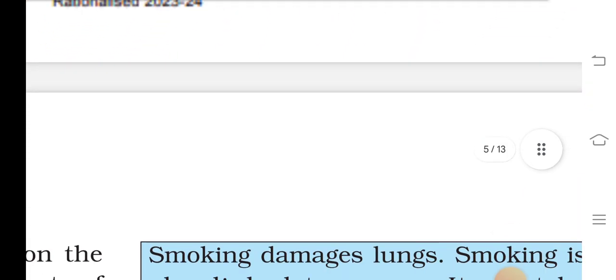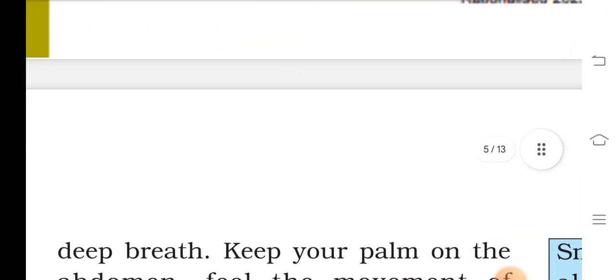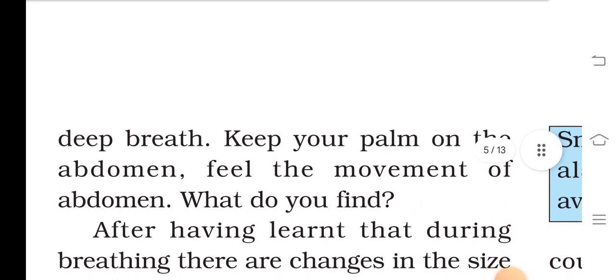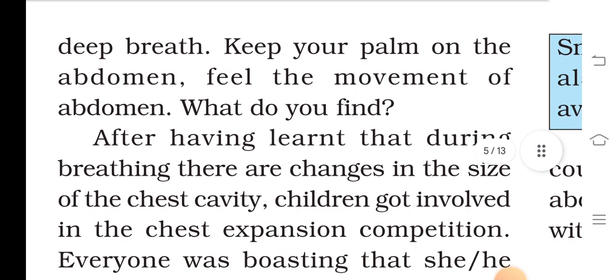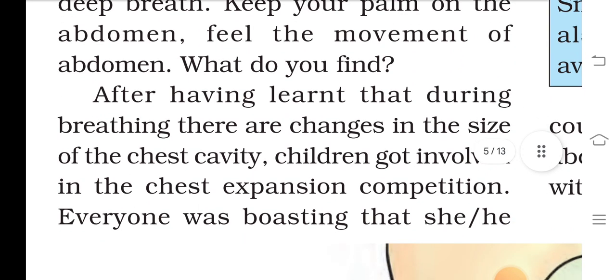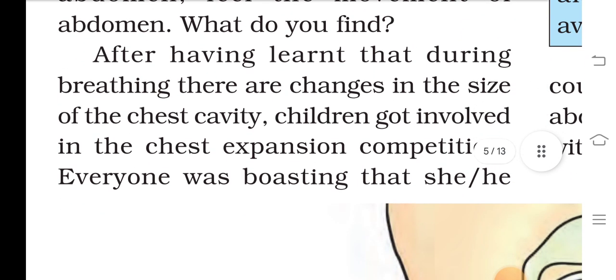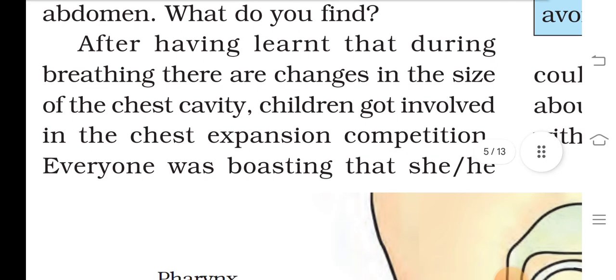Take a deep breath. Keep your palm on the abdomen. Feel the movement of the abdomen. What do you find?